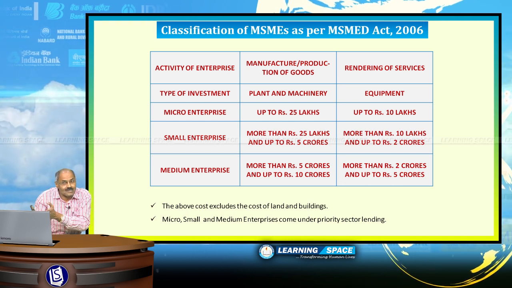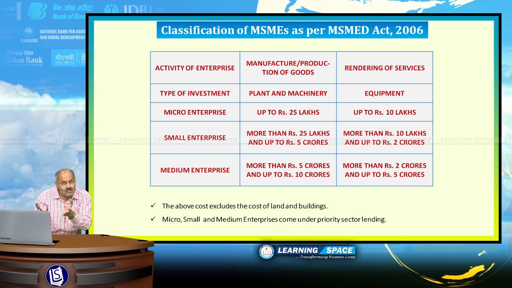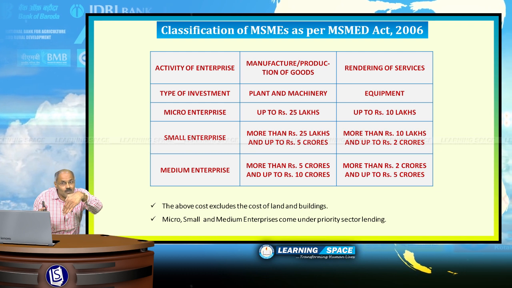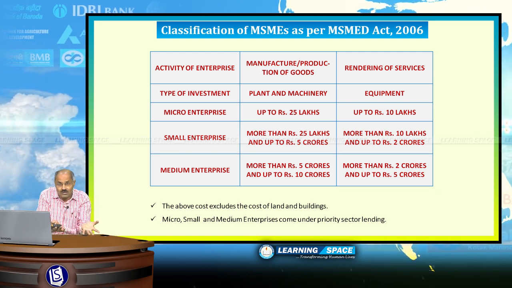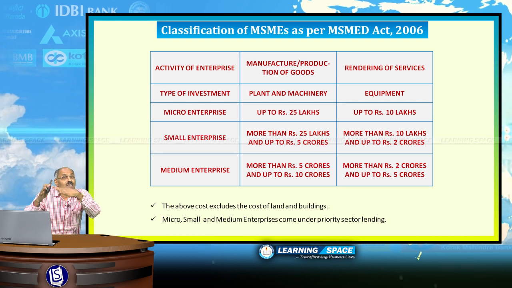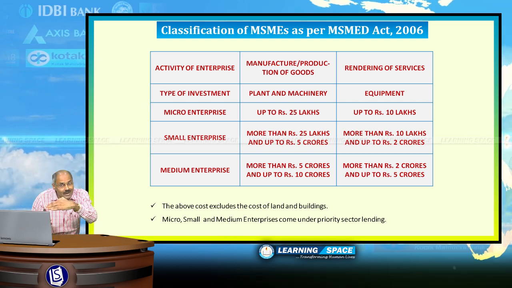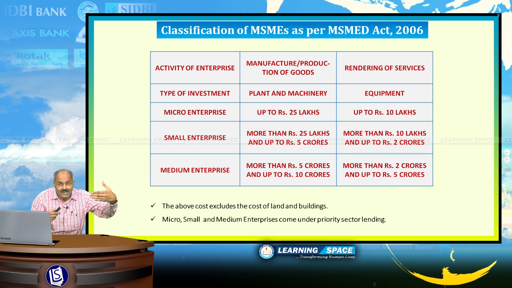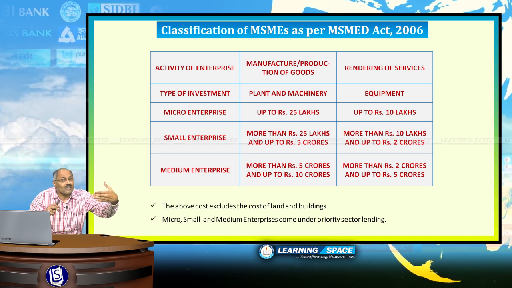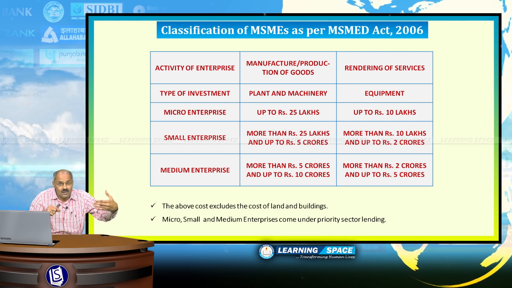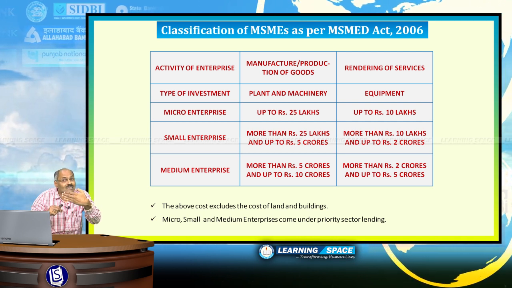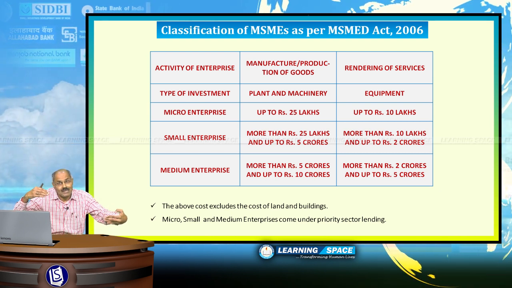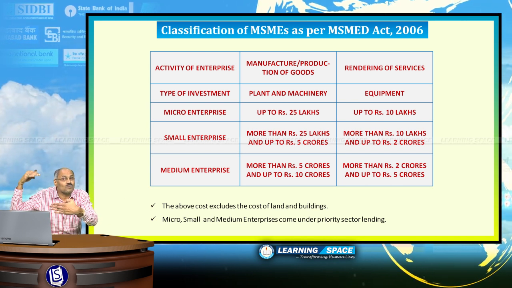If you look at services, I have already told you, for example a learning center. For that, it involves the cost of equipment. If I want to start a computer learning center, I have to bring computers. So that is the cost of equipment. So for the services sector, the cost of equipment will be the basis, and for a micro enterprise, the cost of equipment should not exceed ₹10 lakhs, for a small enterprise, the cost of equipment is above ₹10 lakhs up to ₹2 crores, and for a medium enterprise, it should be above ₹2 crores up to ₹5 crores.